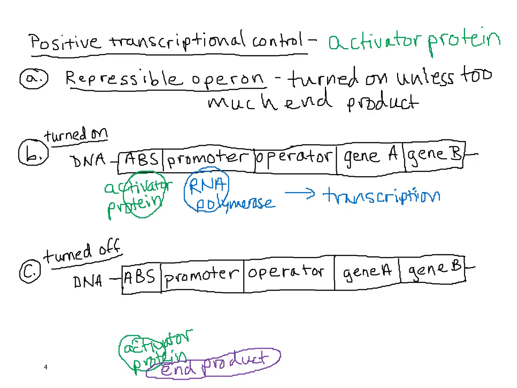Now that the activator protein is no longer bound to the activator binding site, RNA polymerase is no longer able to bind to the promoter, so there won't be any transcription. That's going to turn the operon off, which is what you want, because you don't want to keep making the end product when you've got too much.